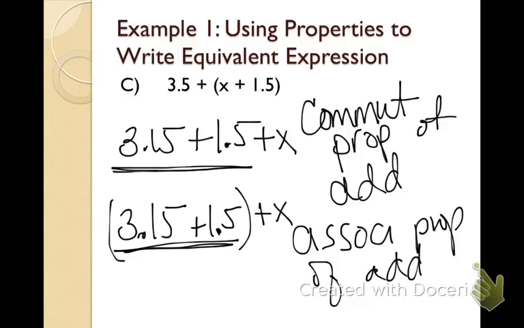except I changed my numbers, didn't I? That should be 3.5, and this should be 3.5. Sorry about that. So 3.5 plus 1.5 gives me 5.